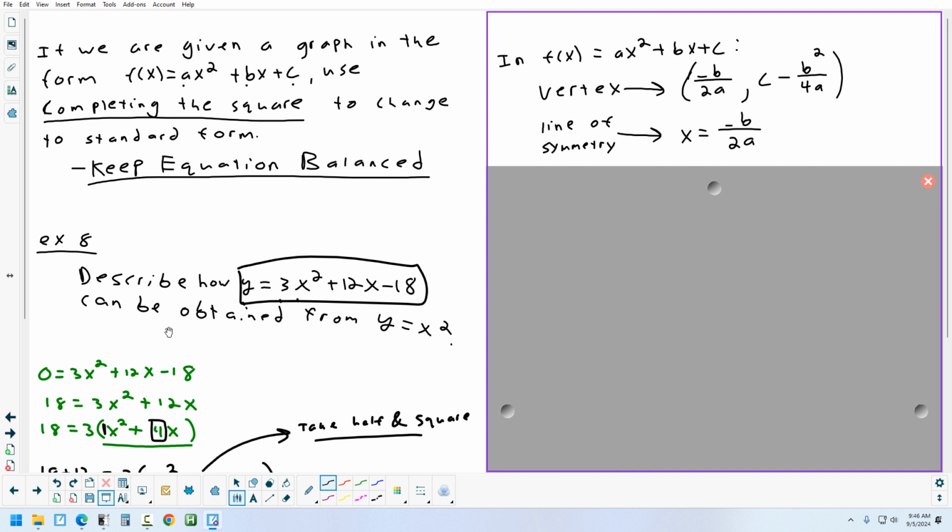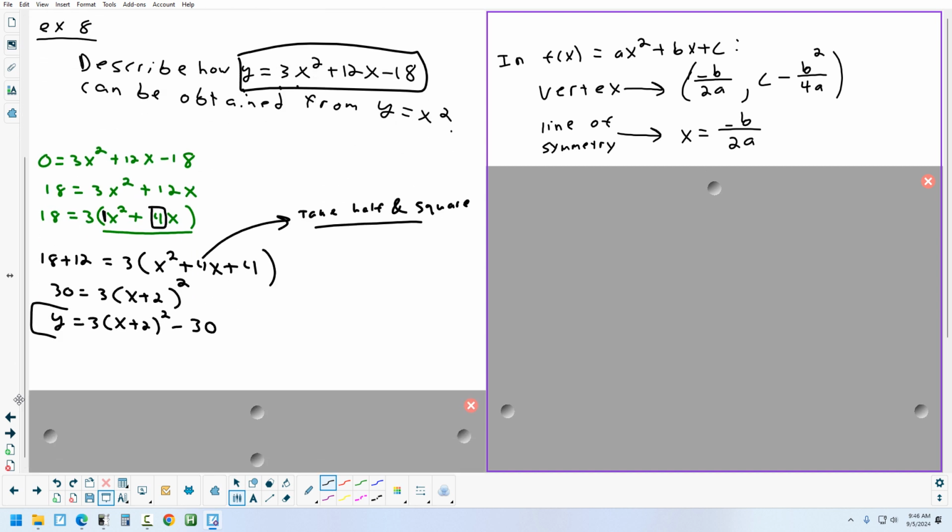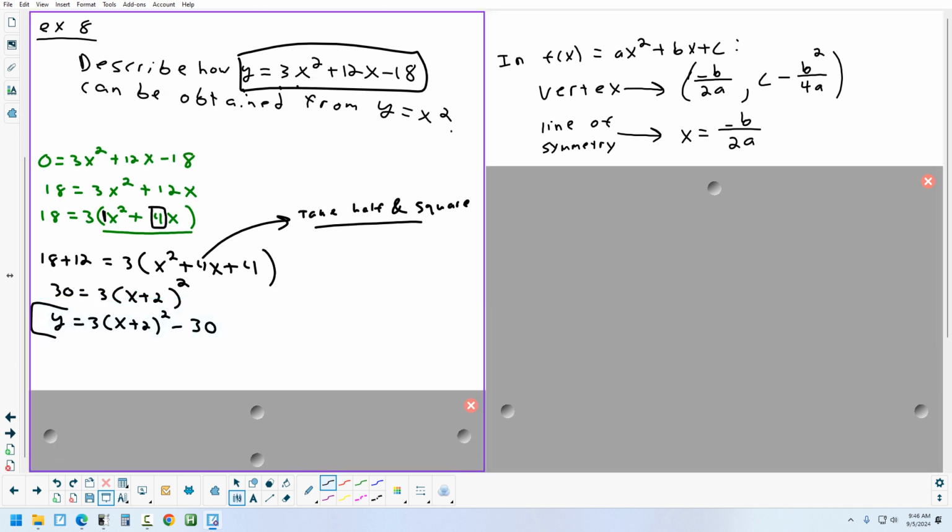Let's try it on this one and see if it works. So I know the vertex is left 2, down 30. Let's try the formula and see if it works. So -b, it's -12, divided by double A. So A is 3, double it is 6.